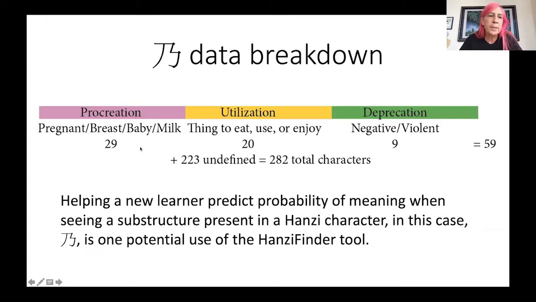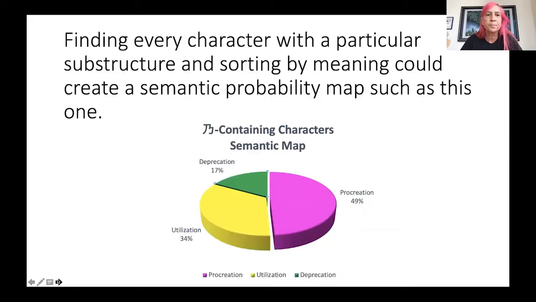So the data breakdown: we have procreation, pregnant, breast, baby, milk; utilization, things to eat, use, enjoy; deprecation, negative or violent. And then we have a lot of undefined characters for a total of 282 characters, and really it's 286 if you look at the dual character, which sometimes has a nai component. The character changes into nai. Helping a new learner predict probability of meaning when seeing a substructure present in a Hanzi character, in this case nai, is one potential use of the HanziFinder tool.